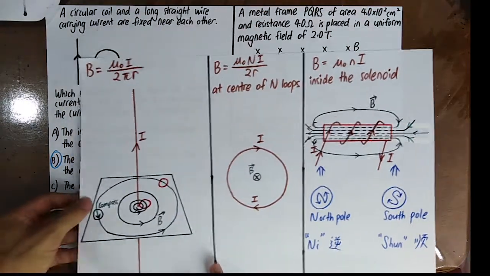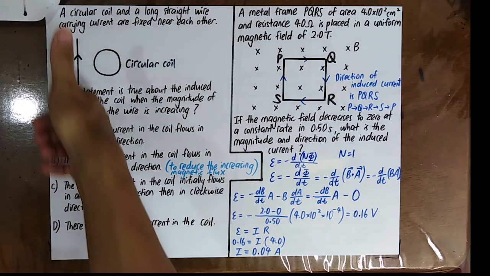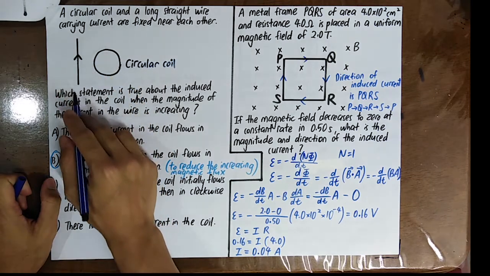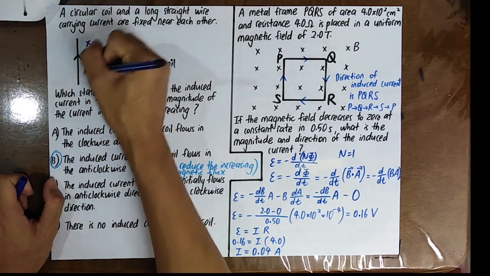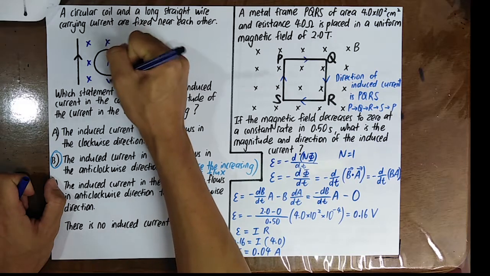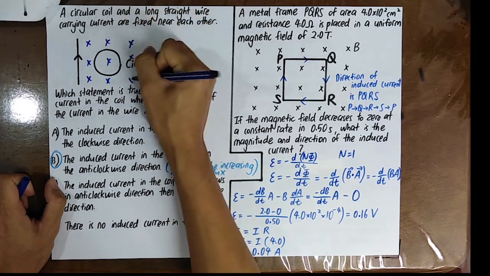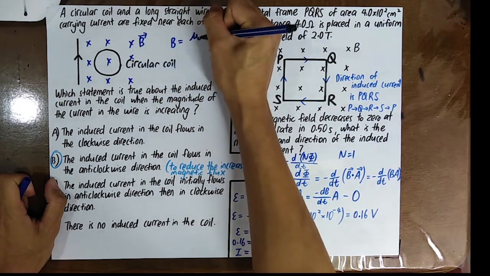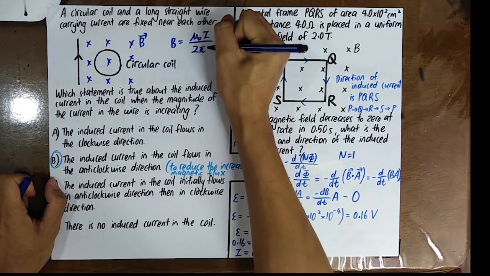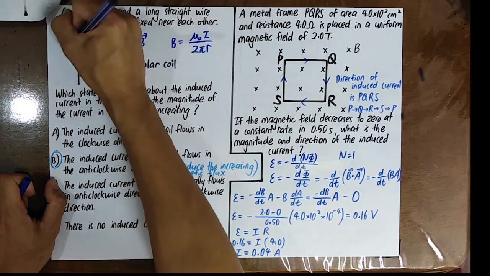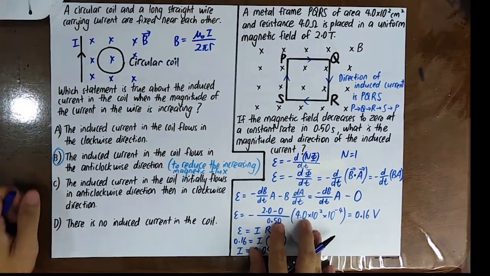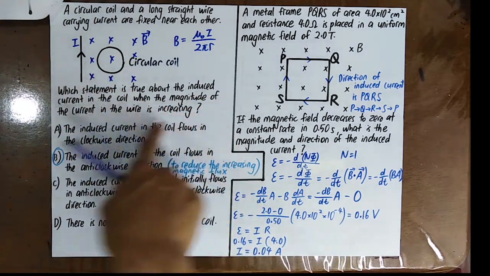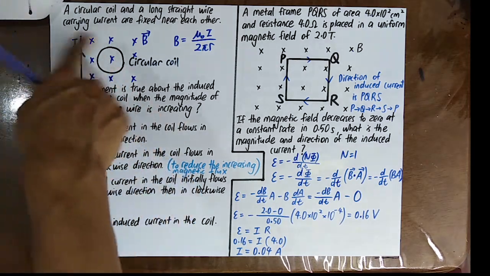Okay, so by using the right hand grip rule, you know that the magnetic flux density due to this straight current carrying wire is into the page. And then B is equal to mu naught I over 2 pi r, where r is the distance from the wire. Okay, which statement is true about the induced current in the coil when the magnitude of the current in the wire is increasing?